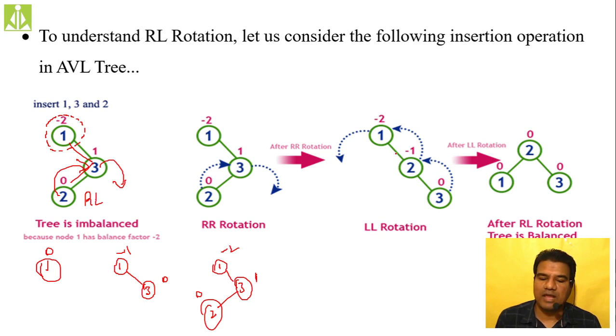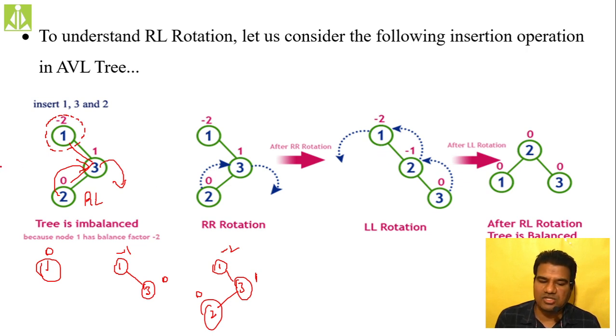So after that what will happen? See, 2 will come in 3's position and 3 will come down. So 2 will come in the middle and 3 will come down. So again you calculate the balance factor. So here the balance factor of 3 is 0, balance factor of 2 is 0 minus 1, minus 1, the balance factor of 1 is 0 minus 2, minus 2. So still the tree is not balanced.